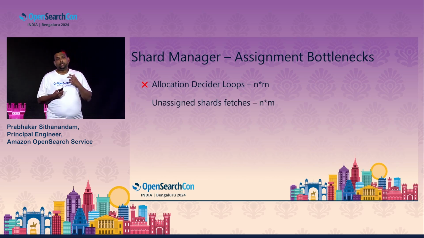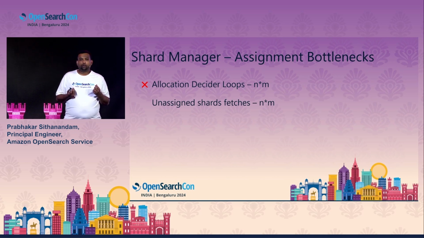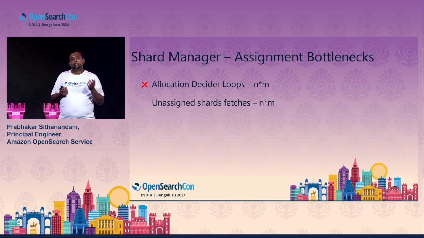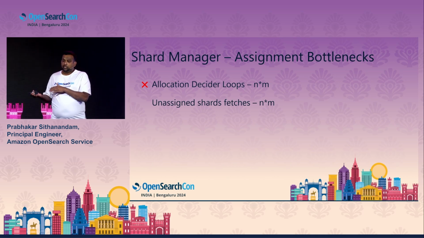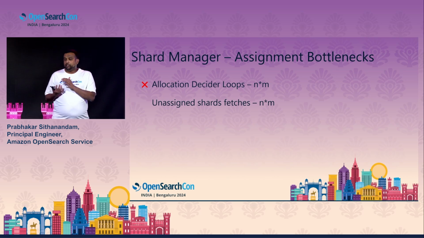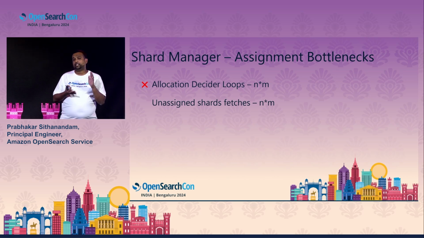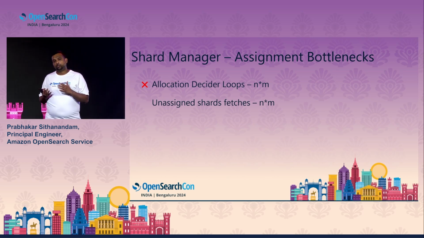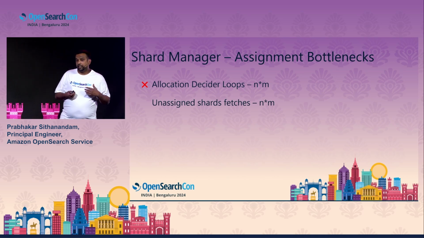Similarly, in the same 500 node cluster, say one of the nodes drops, and that means the 1,000 shards that were assigned to the node become unassigned. So OpenSearch now needs to allocate these shards to a different set of nodes. And similarly, it's going to do this for 1,000 unassigned shards into 499 remaining nodes. So it's going to do 499,000 computations. And this is really expensive.